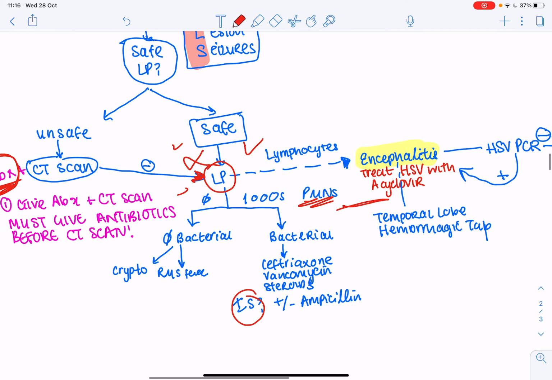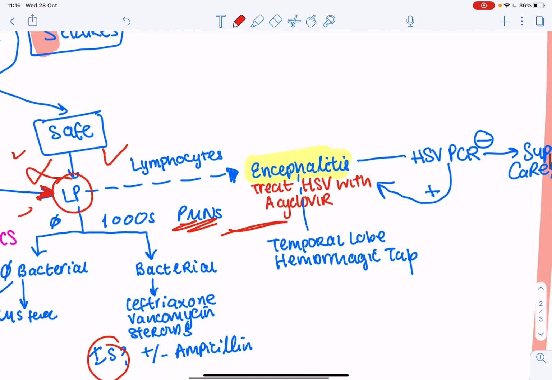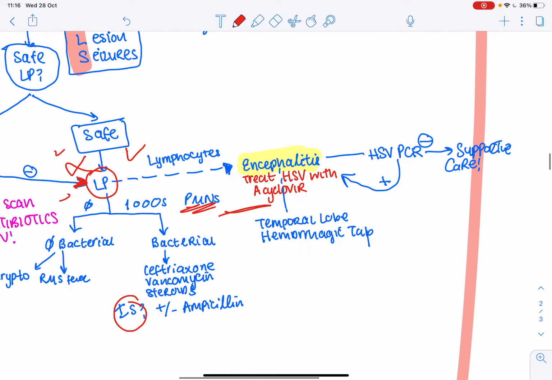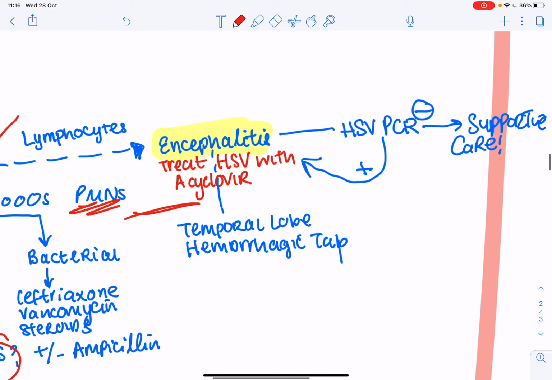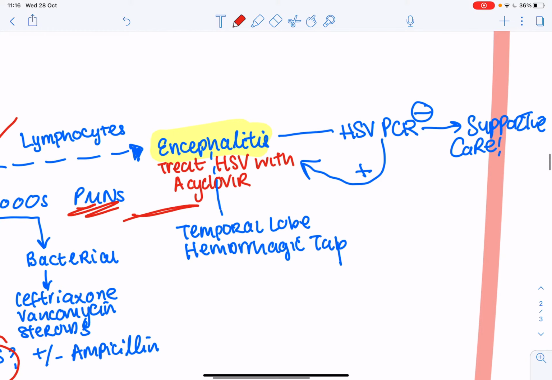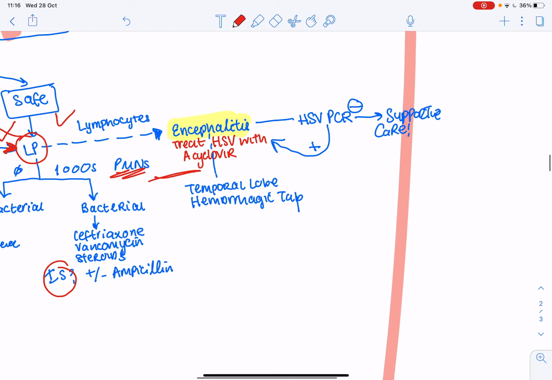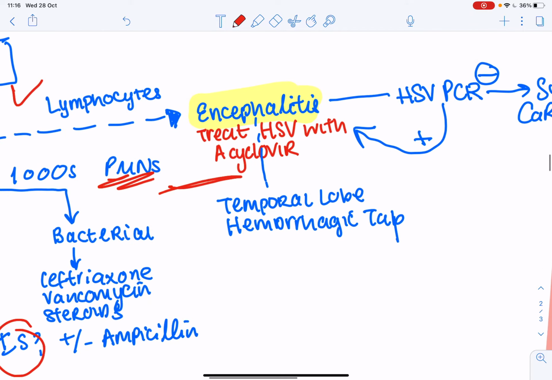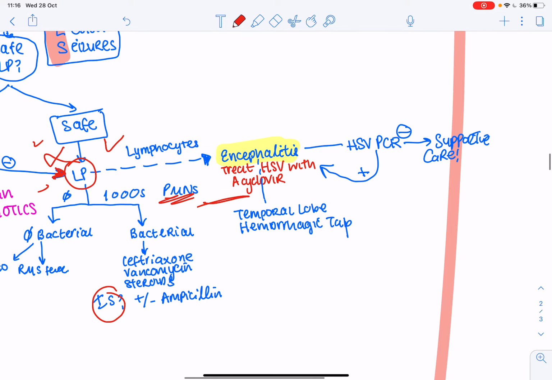If you do an LP and you see lymphocytes, this points towards encephalitis. And when it comes to encephalitis, the only thing you do when the patient has encephalitis or you suspect encephalitis is treat HSV with acyclovir. Okay, now in the question, if they indicate anything to do with the temporal lobe, it's HSV encephalitis. If they indicate anything to do with a hemorrhagic tap, it's HSV encephalitis.